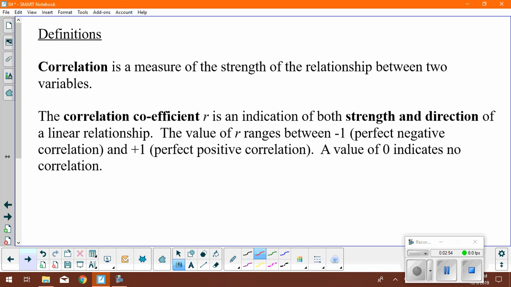As I mentioned, this is an important definition come around test time. Correlation is a measure of the strength of the relationship between two variables. The correlation coefficient, and we're going to use an R for that, is an indication of both strength and direction of a linear relationship. The value of R ranges between -1, which is what's called perfect negative, and +1, which is perfect positive. The value of 0 indicates no correlation. Underneath here, I'm going to sketch what those would look like.